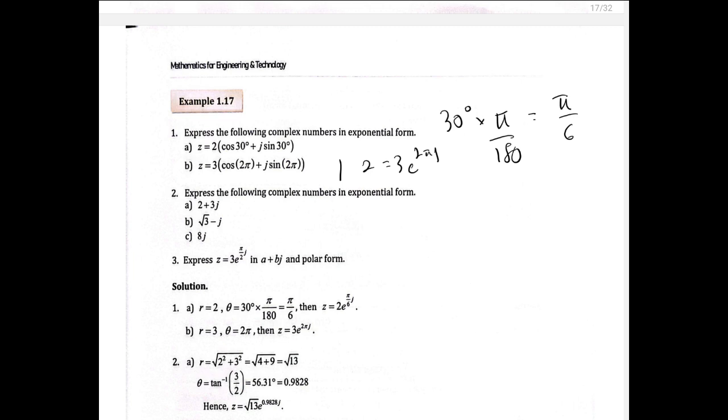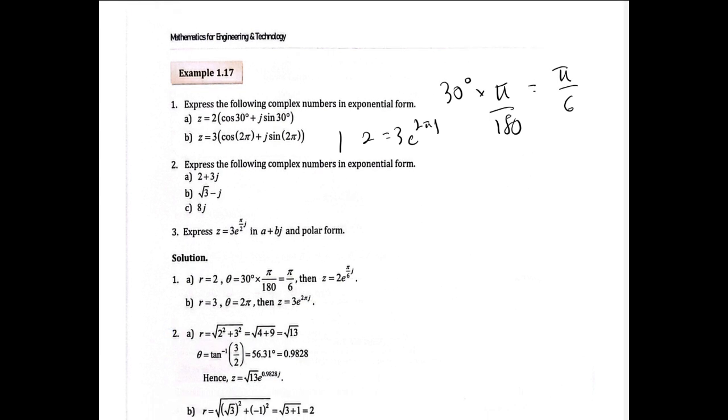Now, what if we start from the a plus bj form? Let's look at 2a. What you need to do is find the r and also the angle. So let's look at the answer. R is the square root of 2 squared plus 3 squared, which will give you root 13.